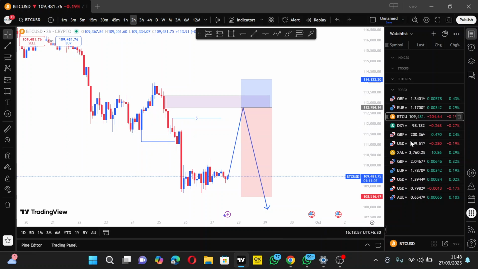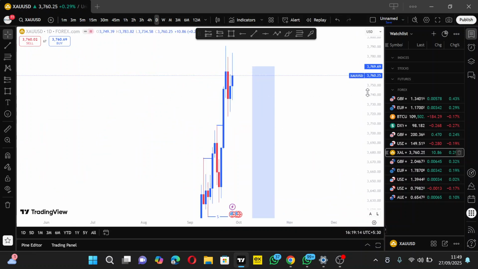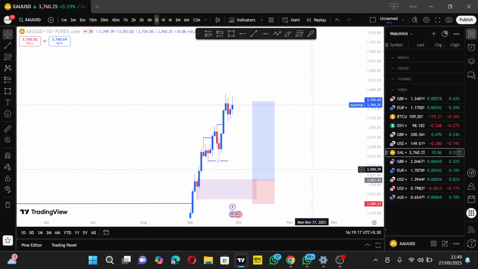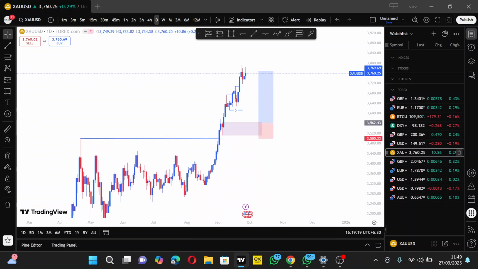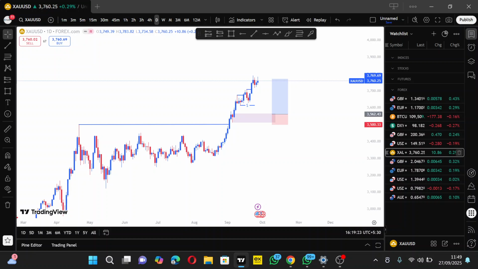Okay, let's move to gold. So for gold, let's go to the daily time frame. Good. What I'm expecting for gold is, you see that gold is very, very crazy to trade now. You need to wait for the bullish side before you start trading gold.